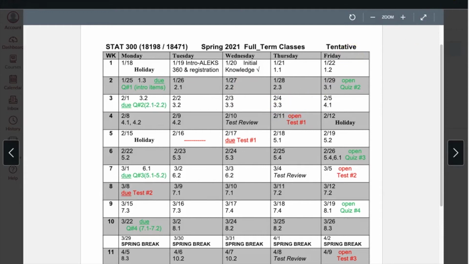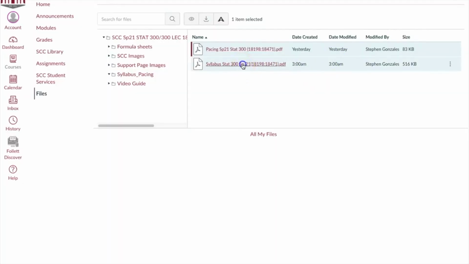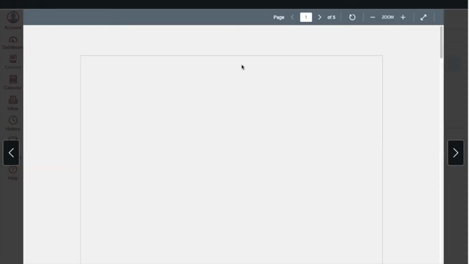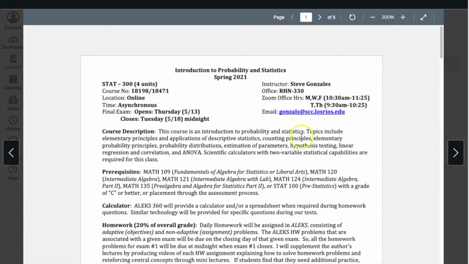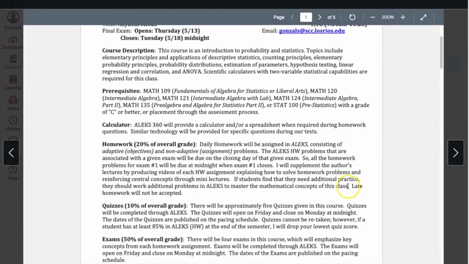Okay, another thing to take a look at is our syllabus. So this is sort of like our contract and talks about the class. And it talks about some of the things I was talking about. Basically, daily homework in ALEKS is something that you need to do, need to be consistent. And there's an adaptive side, which are the objectives. It's adaptive because it changes the questions as you answer the questions, and it tries to tailor questions to you. And then you've got the non-adaptive side, which I called the assignment.